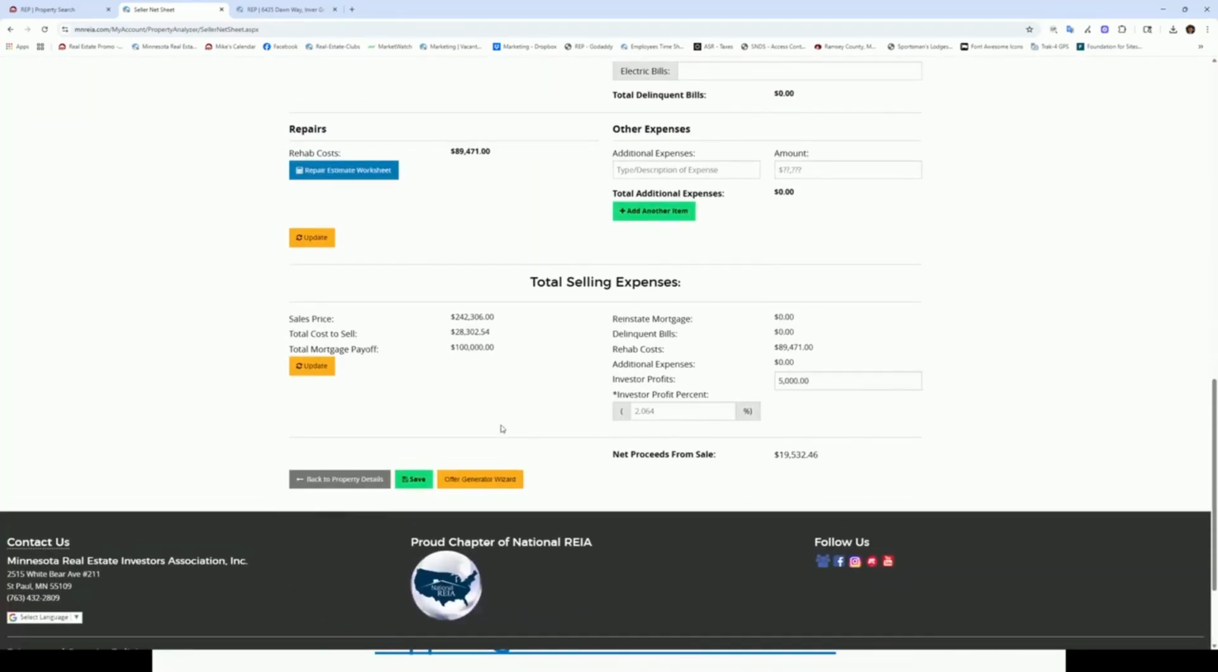In this case, if they did do $89,000 worth of work to the property to sell it for the $250,000, they could expect to net around $20,000, maybe $25,000 or so. All right, so that would be their net if they went that route.